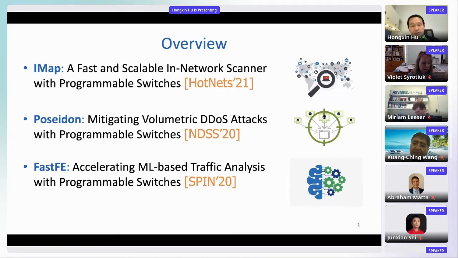The second system we call Facilitator. In this system we use a programmable switch especially for DDoS attack defense. And the third system we call FastFE. In this system we try to accelerate machine learning, especially deep learning based traffic analysis, using programmable switches. Next I give you a brief overview of those 3 systems, and then we will discuss our experiment setup, and I will also discuss how Fabric can help us build a more comprehensive experiment environment to evaluate our systems.